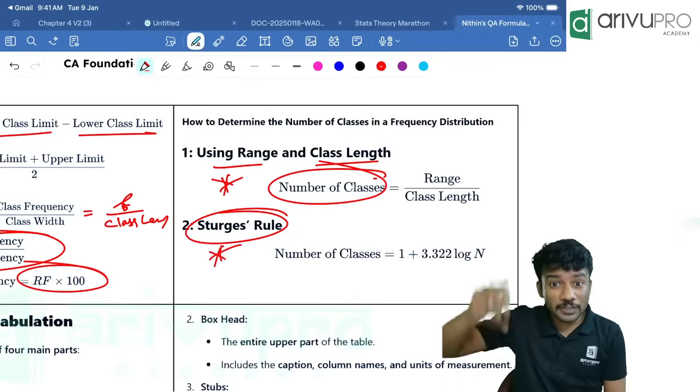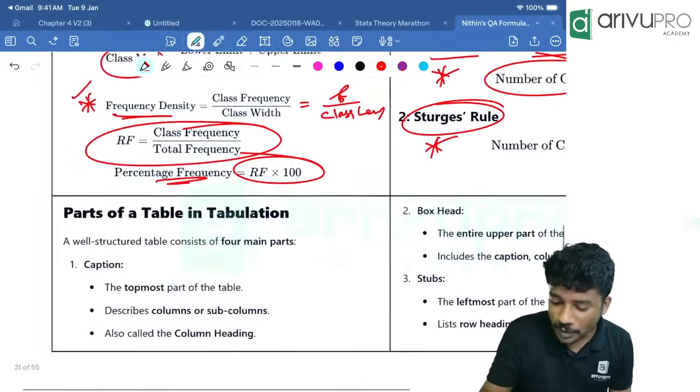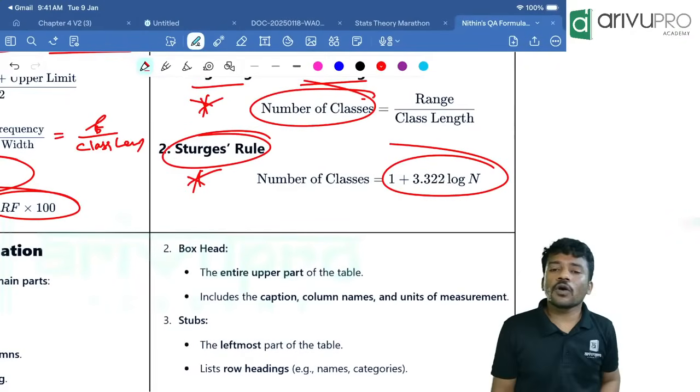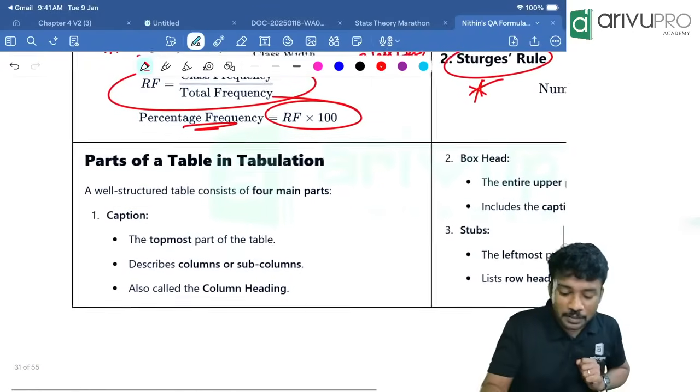Using which of the formulas can you find the number of classes? The number of classes is nothing but 1 plus 3.322 log n. Next one is tabulation.